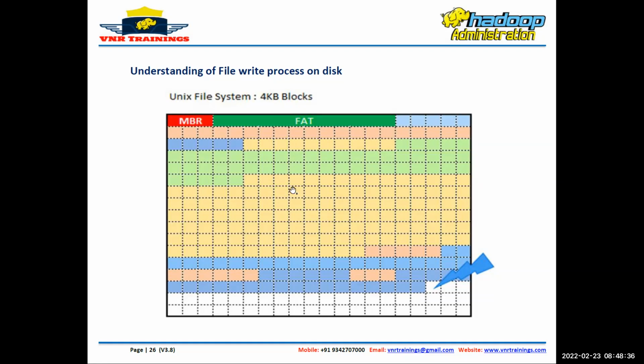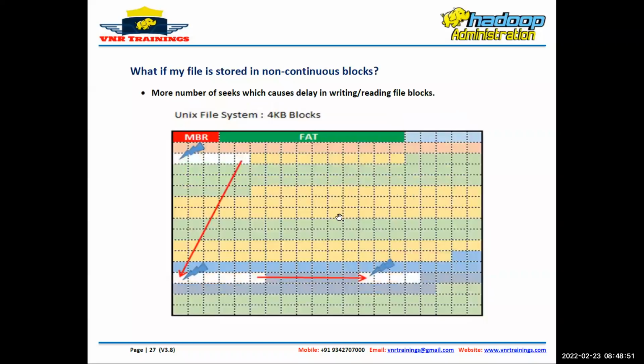However, while writing, when your disk is empty, you will get all continuous blocks. Yes or no? So every file will be loaded into continuous blocks when you have more and more free space on the disk. But what if my file is stored in non-continuous blocks? It means I have some free blocks here, some free blocks here, some free blocks here. So what will happen? Normally you enter this situation when your disk is full. Until your disk is full, your disk will be performing very well.